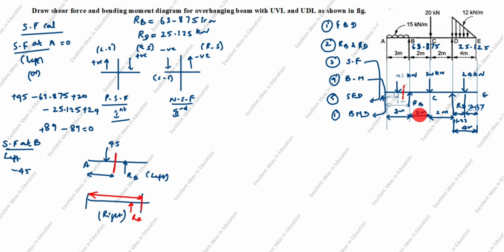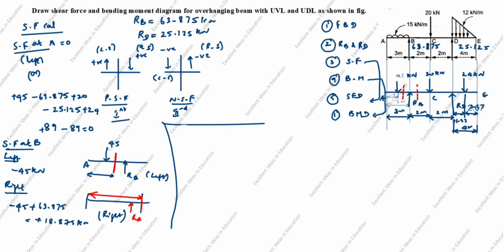You see any other force is there? Nothing, right? So 45 kilonewton left side. Next, right side up to here. I'll show you up to here is right side. You see here arrow comes down. So down is, you see, negative, minus 45. Next, you see this arrow goes up. Up is, you see, positive, plus 63.875 equal to plus 18.875 kilonewton.